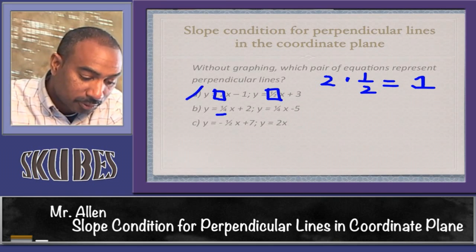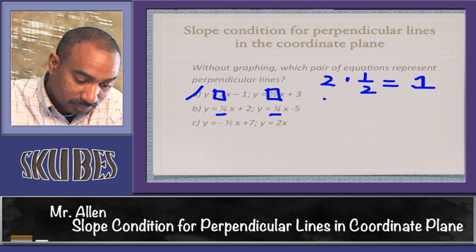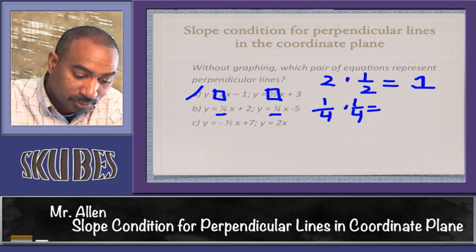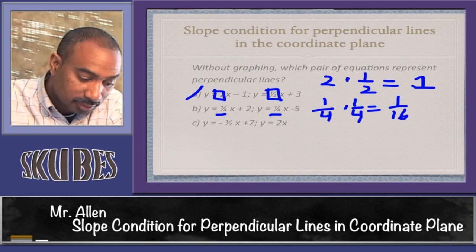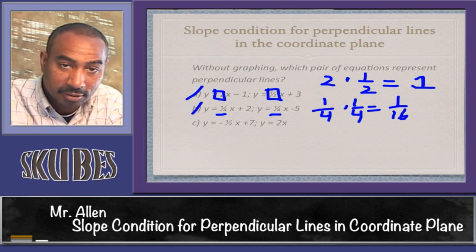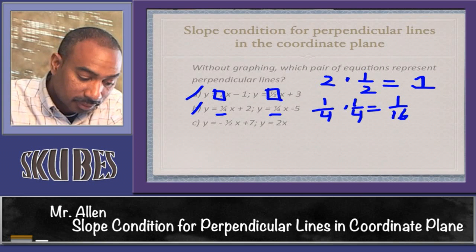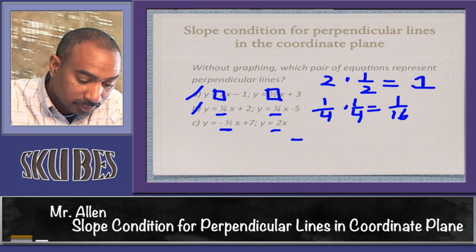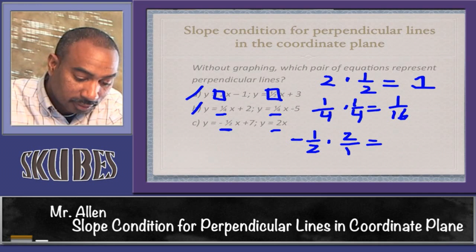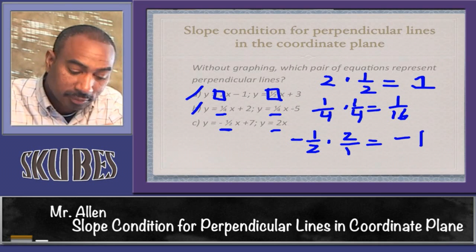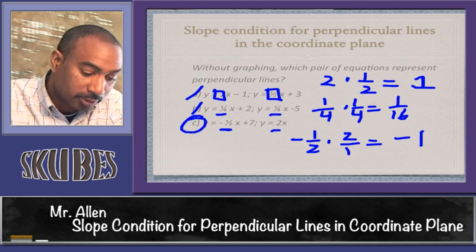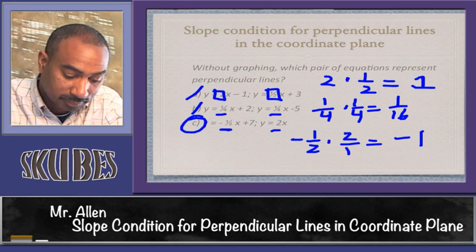My slope is 1/4 and 1/4 here. So the product of 1/4 and 1/4 is 1/16. That does not give me a slope of -1. And here I have a slope of -1/2 and 2. -1/2 times 2 gives me a product of -1. Therefore, these two equations are perpendicular.